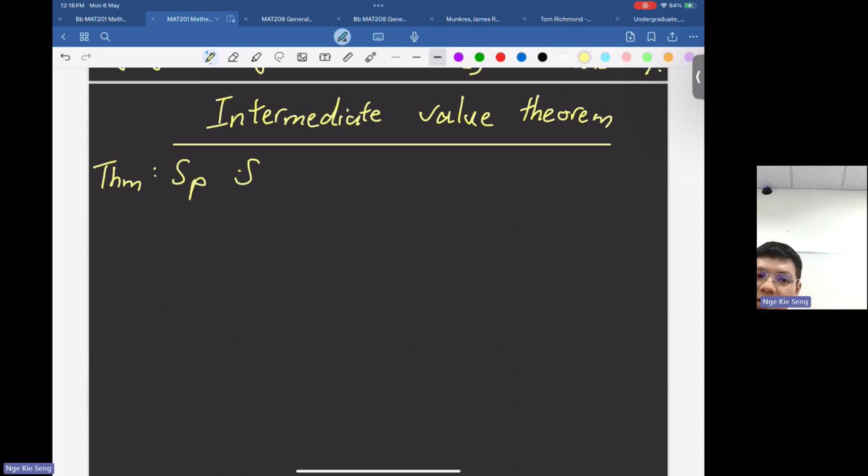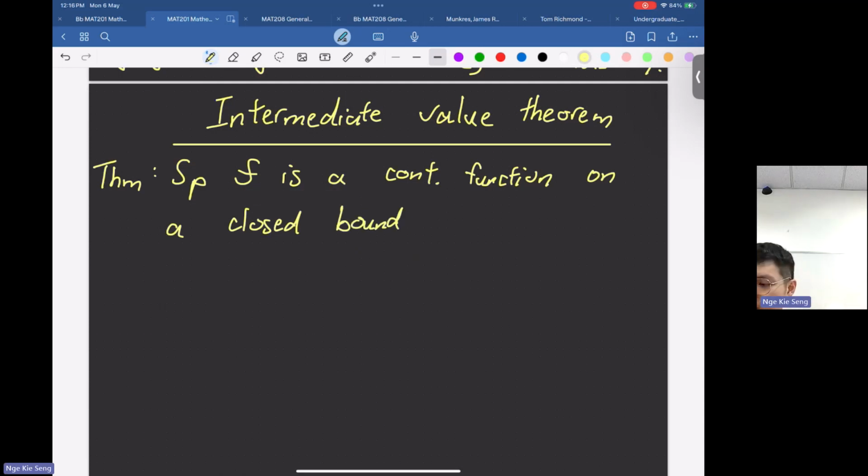So suppose f is a continuous function. Of course, we like to study continuous functions. You can see that there are a lot of properties held by continuous functions. This continuous function is continuous on a closed bounded interval. So what does this mean here? I defined continuity at a point, but here it says continuous on a closed bounded interval.